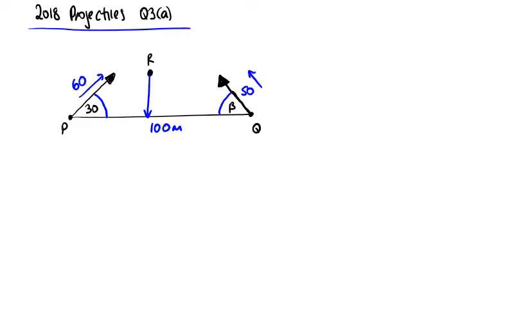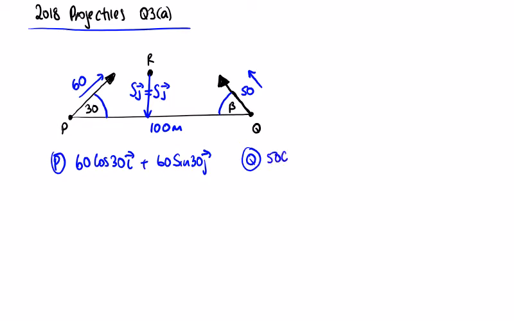We're told that they collided at R, and that they're on the same horizontal level and are 100 meters apart. So if they collided, we can see the distance traveled in the J direction is going to be equal. So let's set up our initial equations here for P and Q. P is 60 cos 30 times I plus 60 sine 30 times J. For Q, we don't know the angle, so it's going to be 50 cos beta times I plus 50 sine beta times J.